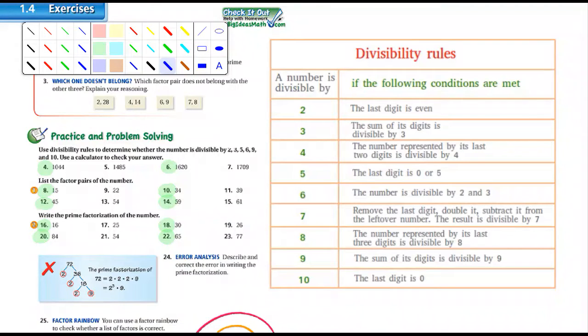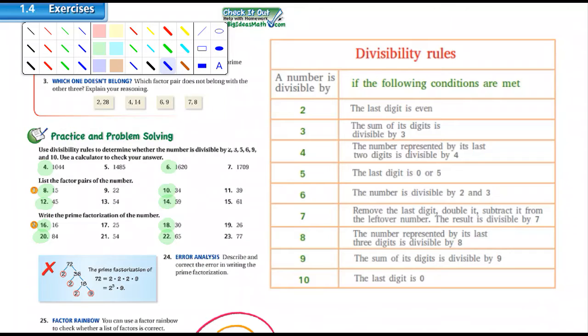Okay, real short video here. I want to talk about divisibility rules, and you guys were asking me about that. Again, do you remember the divisibility rules from last year? Were you guys taught that? No. Okay, all right. So let's look at 2.